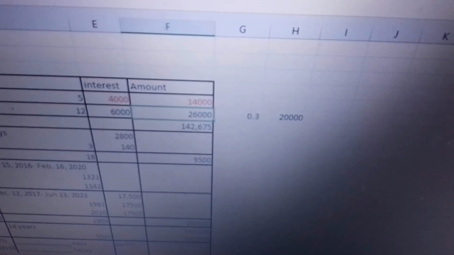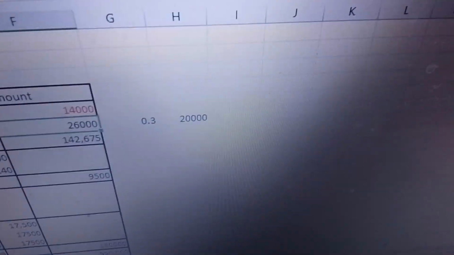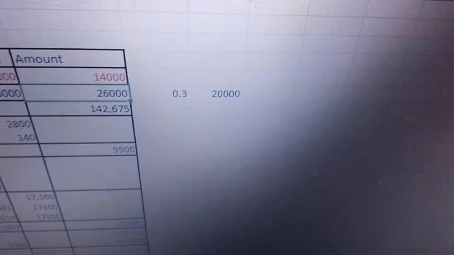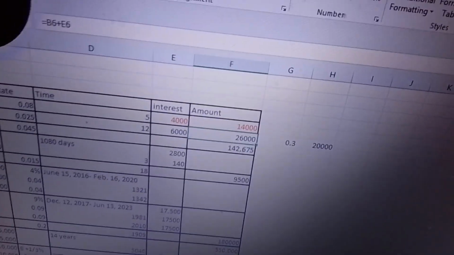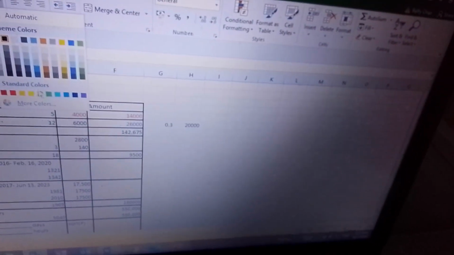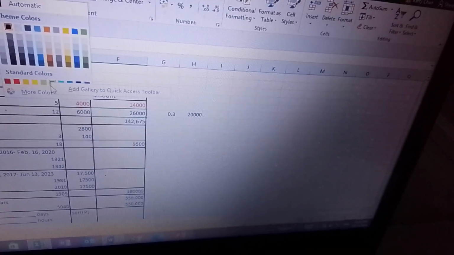And now, we click this cell and add 20,000 pesos plus 6,000. Our final amount must be 26,000 pesos. I will not tell you if we're correct, but I will check it later. So that's supposed to be the answer. The final amount is supposed to be 26,000, whereas the principal is supposed to be 20,000 pesos.